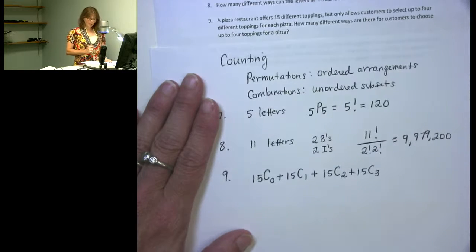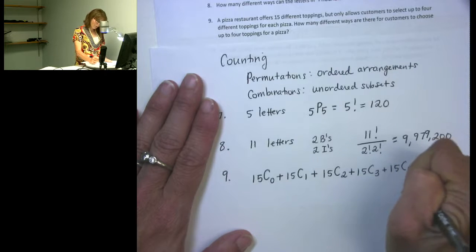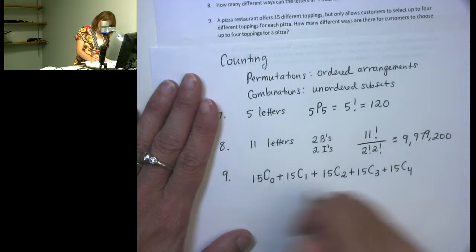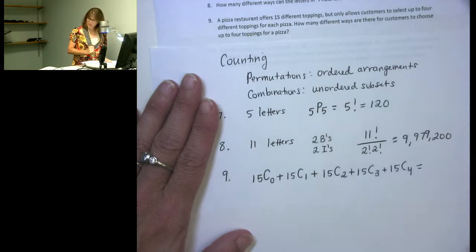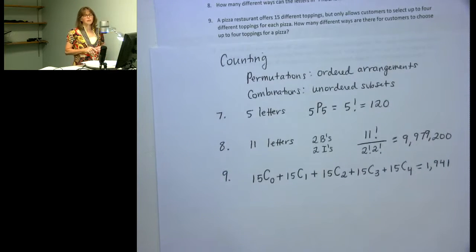Here's the number of ways I could choose 3 toppings, plus the number of ways I could choose 4 from the 15 toppings. I'm just going to add those all up, and if we go through this, we should come up with 1,941 different possible combinations of pizza.